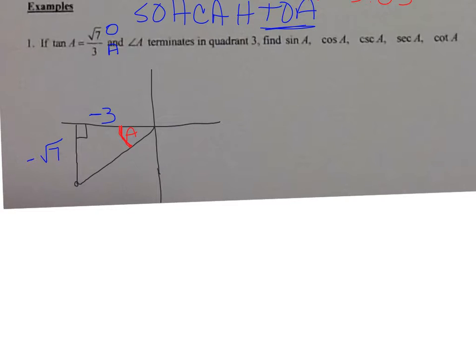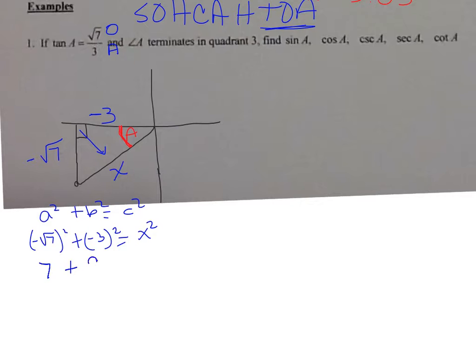All right, so now what you want to do is find this remaining side, the hypotenuse. So we'll use the Pythagorean theorem. a squared plus b squared is equal to c squared. Remember, c is the hypotenuse, which is opposite the right angle. So I have negative the square root of 7 squared plus negative 3 squared is equal to x squared. Negative the square root of 7 squared is 7, plus negative 3 squared is 9, equals x squared. So x squared is equal to 16. Take the square root of both sides, x is equal to 4.